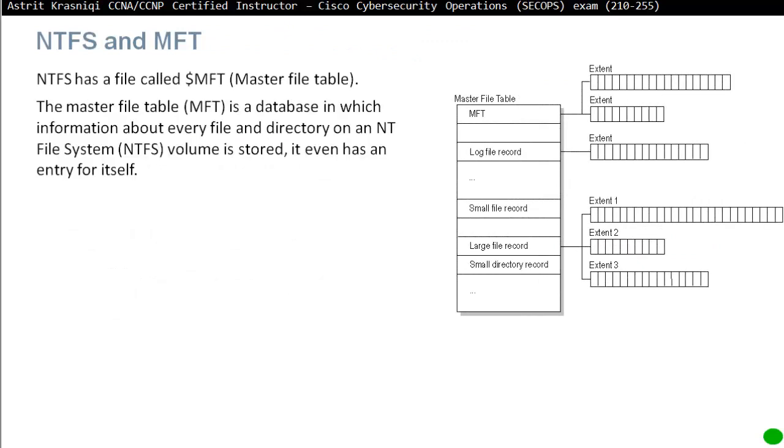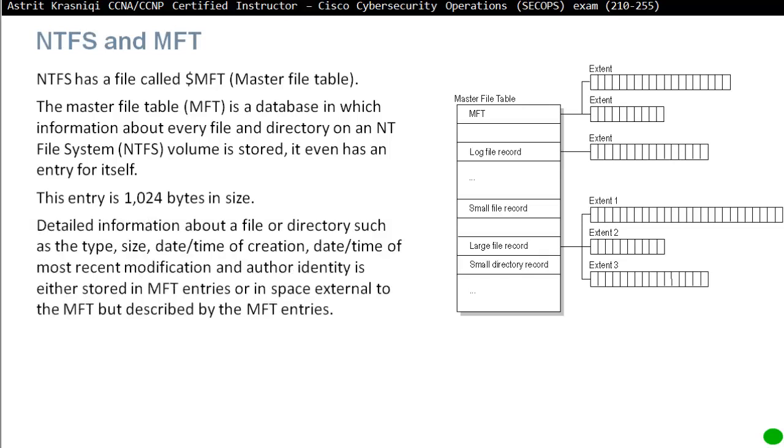Now, NTFS has a file called the MFT, or Master File Table, which is a database in which information about every file and directory in the NTFS volume is stored. It even has an entry for itself. This entry is 1024 bytes in size and holds detailed information about the file or directory, such as the type, the size, date and time of creation, date and time of most recent modification, and author identity, either stored in MFT entries or in a space external to the MFT but described by the MFT entry. Like the FAT, the file allocation table I was drawing earlier, the MFT is the same thing for NTFS.